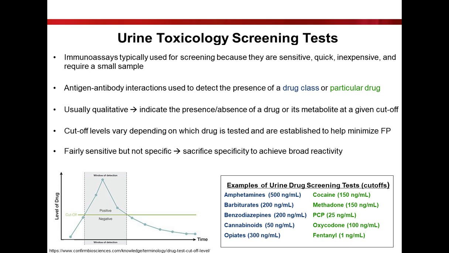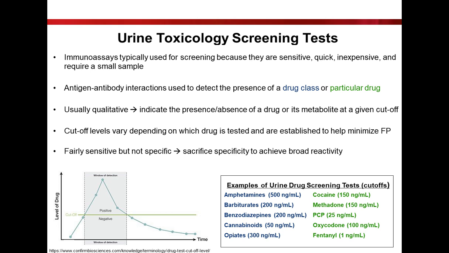Immunoassays are the methodologies that are typically used for this type of screening because they're sensitive, quick, and inexpensive, and they really only require a small amount of sample. They rely on the interactions between antigens and antibodies to detect the presence of either an entire drug class, so opiates as an example of an entire class, or a particular drug like cocaine.